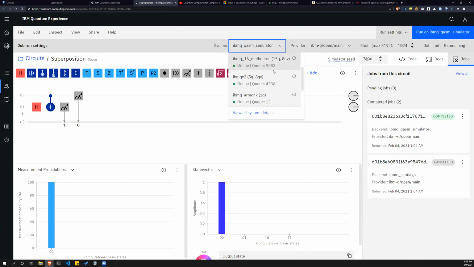This one has, whoa, look at that queue. This is other people who queued their jobs. So you go ahead, you design your quantum circuit. This is, I think, only 1 qubit.